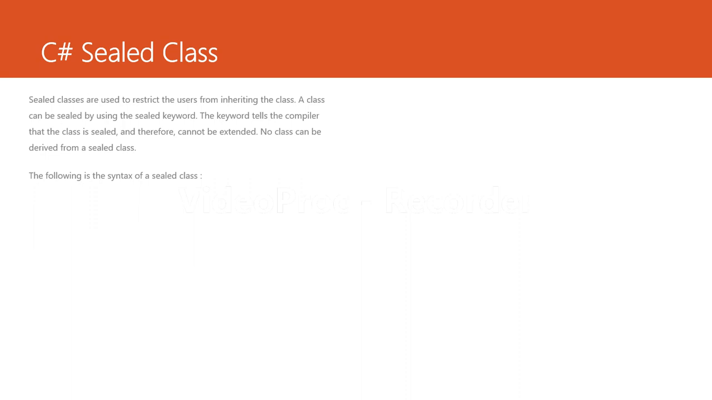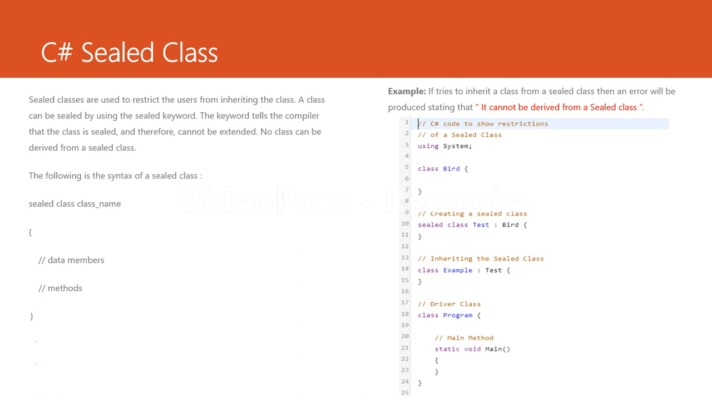The following is the syntax of a sealed class. Example. If someone tries to inherit a class from a sealed class, then an error will be produced stating that it cannot be derived from a sealed class. Here is the code.